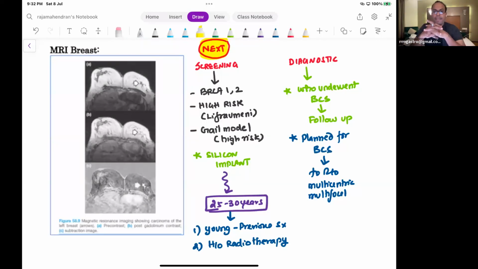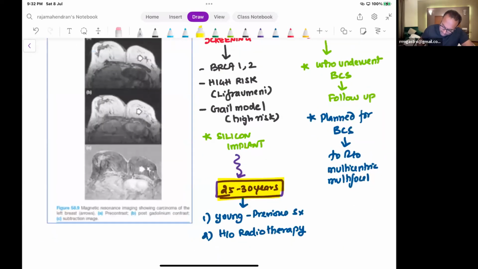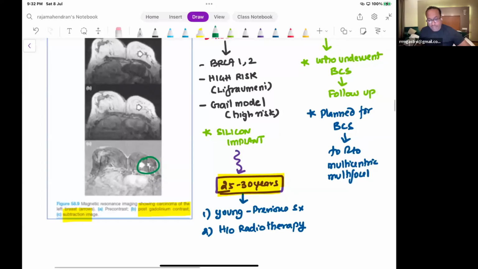So screening or diagnostic, where all the places you use MRI. MRI is a very costly investigation. We cannot use it as a screening for all the people. Only for selected cases do we use it as a screening investigation. And this is a picture showing you pre-contrast and post-gadolinium contrast images. You can see the subtraction image showing you the tumor, from Bailey and Love. This is a picture showing you the tumor.